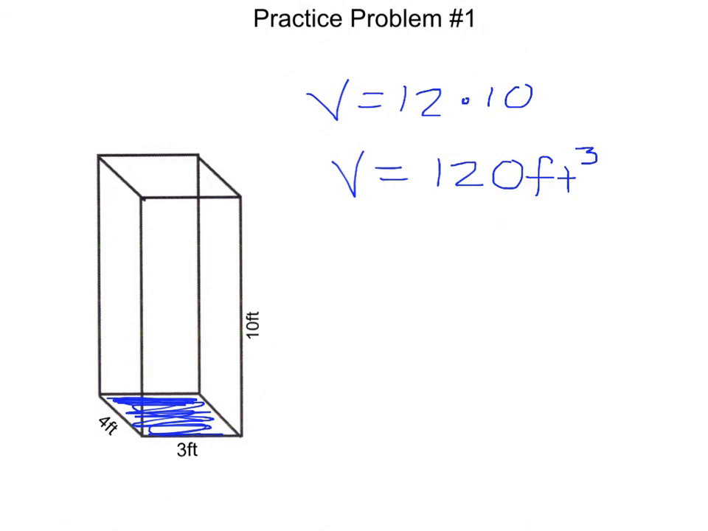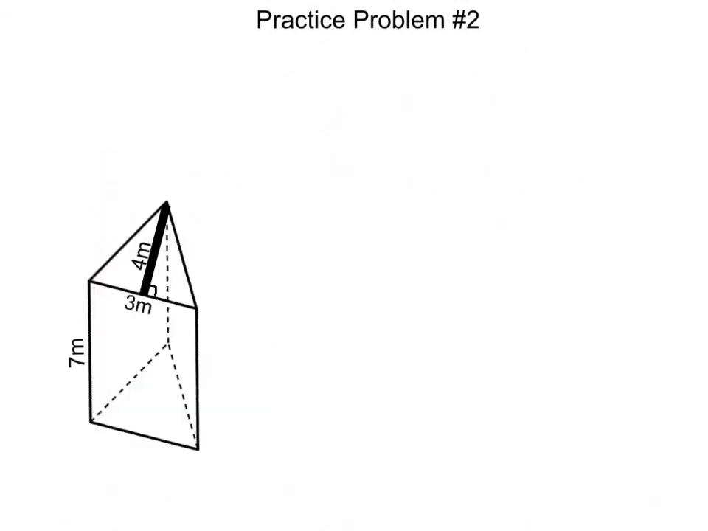Okay, let's look at our next problem. And here we have a triangular prism again, and go ahead and pause and see if you can solve this on your own. So let's try this one now. Remember that the first thing we have to do is find the area of the base, and in this case, like before, the base is the triangle. So we have 1/2 base times height, or base times height divided by 2.